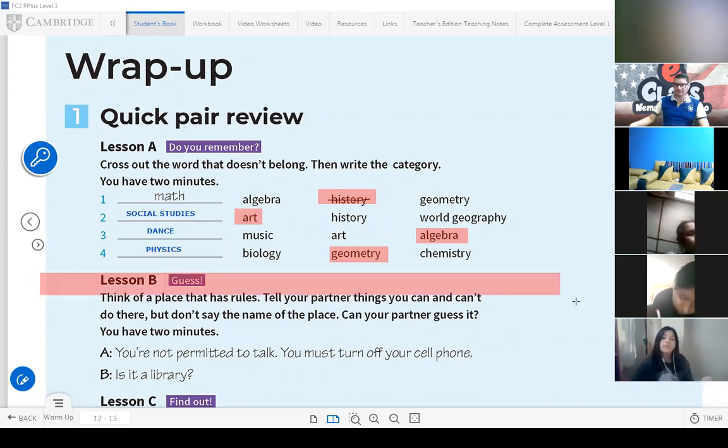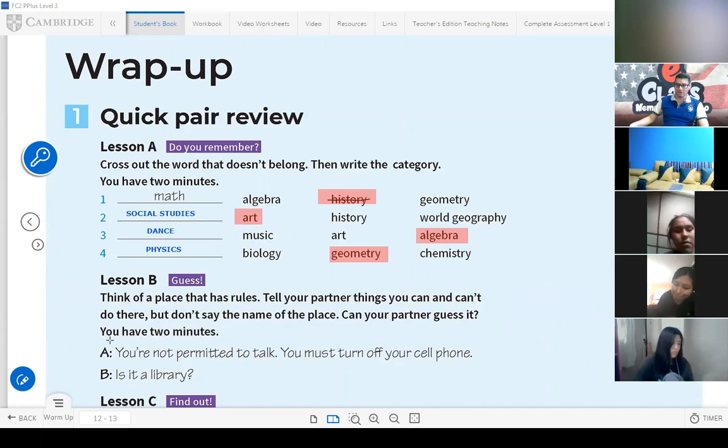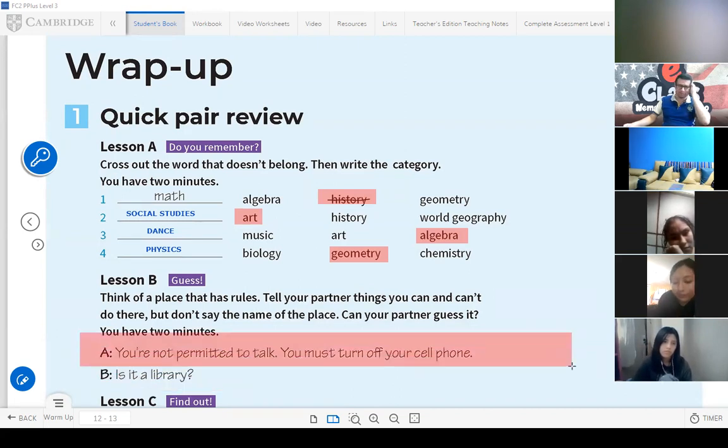Now, let's see. Lesson B, guess. Think of a place that has rules. Tell your partner things that you can or can't do, but don't say the name of the place. Can your partner guess it? For example, you are not permitted to talk. You must turn off your cell phone. What's this place? It's a library, right? Vamos a pensar en un lugar. No vamos a decir el name, pero vamos a hablar acerca de some rules, algunas reglas que puedes hacer o que no puedes hacer. Yeah, and you have to think, what's this place?